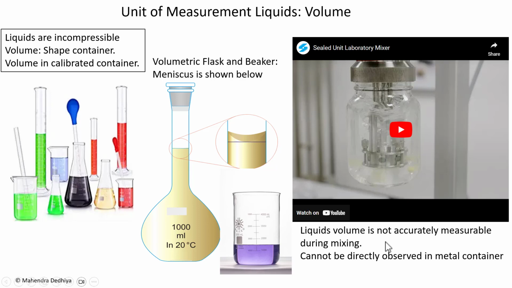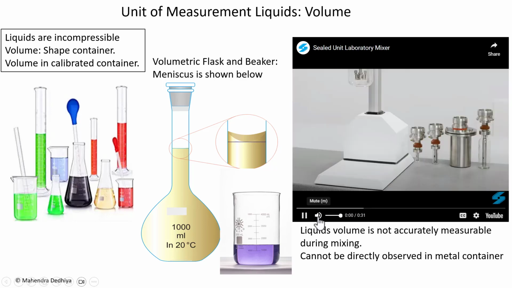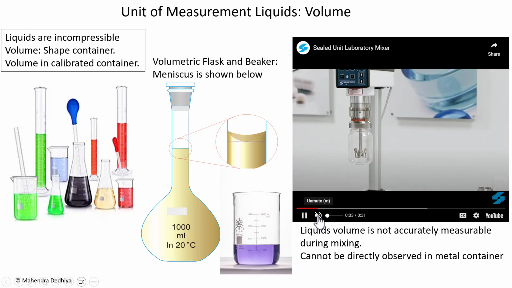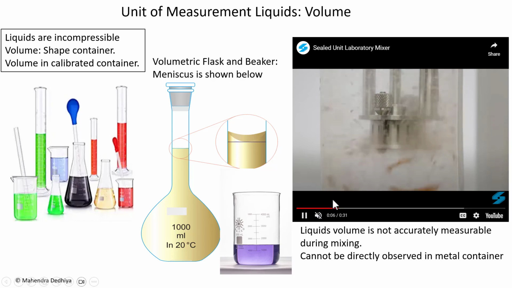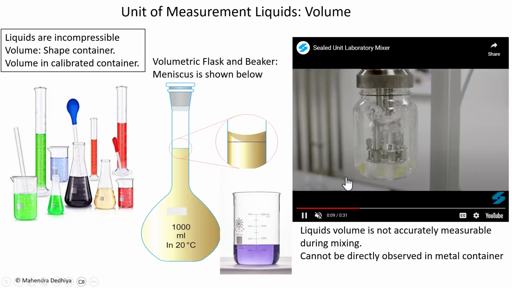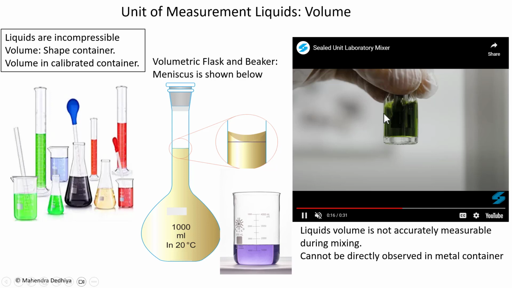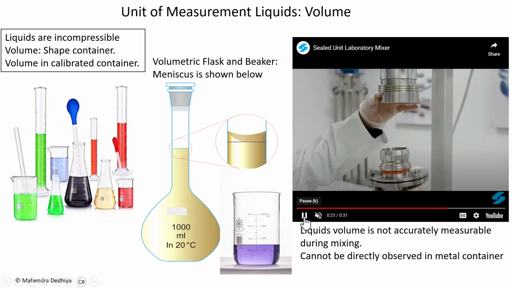During manufacturing of liquid products, the volume is not accurately measurable during mixing, and it cannot be directly observed in a metal container, and this video will demonstrate that. So here we have a high shear mixer that's commonly used in manufacture of liquid products, and we'll start the video. And once we start the mixer, the liquid and solids that are there, they will start mixing. As you can see that there is no easy way to figure out how much liquid there is. This becomes even more difficult when we use stainless steel or a metal container.